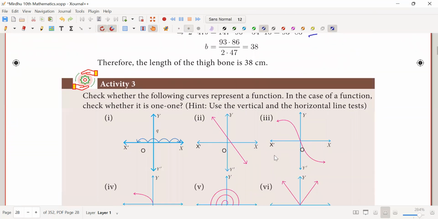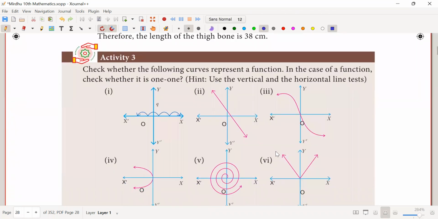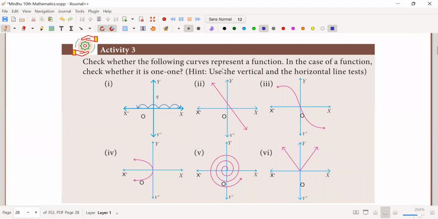Activity. Check whether the following curve represents a function. If the curve is a function, check whether it is 1-to-1. Use vertical and horizontal lines. Is this a function? First one. Is this 1-to-1 or many-to-1? Because it is cutting at only one place, this is a function first. We found it is a function.